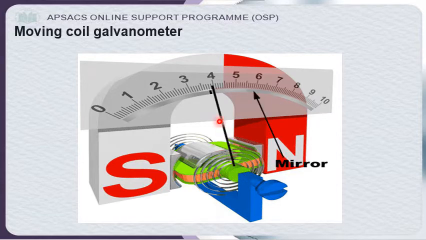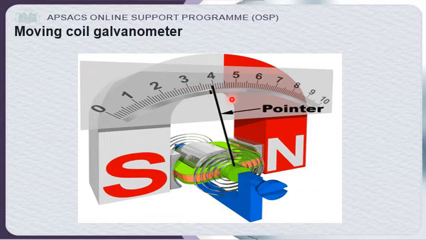And this is basically the pointer that is used to take the reading, and for that pointer there is a mirror as well that is placed for some purpose. So basically this is a very easy construction.